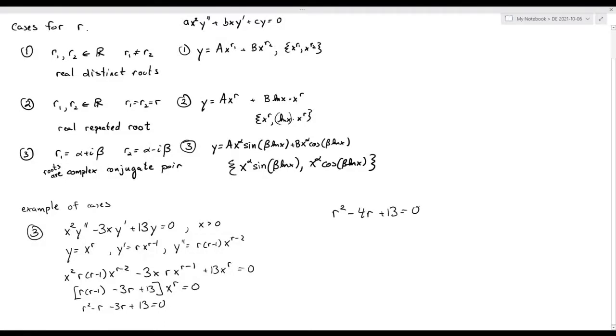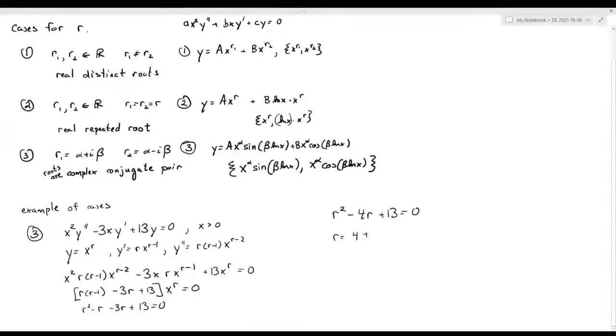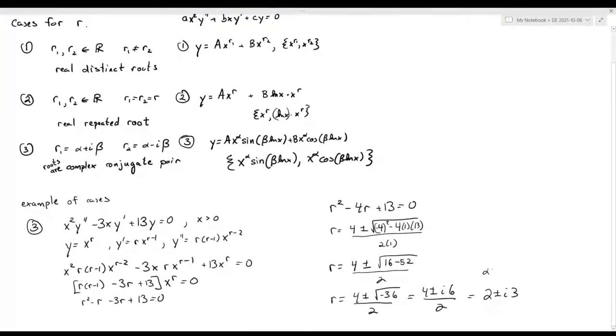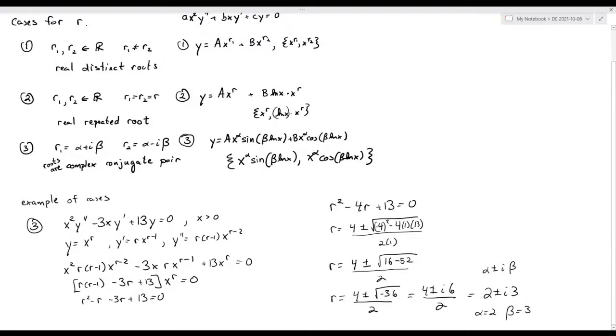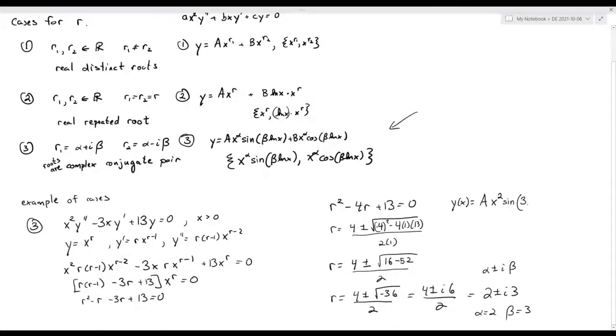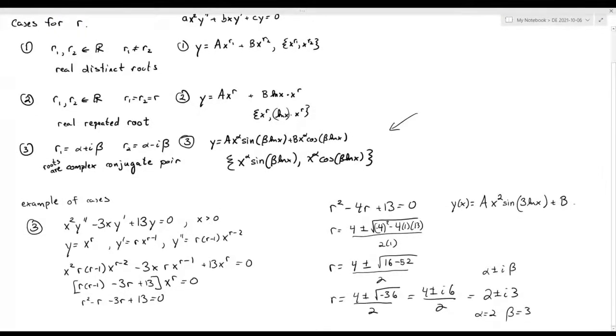We solve for r in our characteristic polynomial for the Euler equation. I'll use the quadratic formula. So we see that our roots are a conjugate pair. The real part is 2, the imaginary part is 3 or minus 3. So according to the formula for the third case, your solution is a combination of x to the real part, so that's x squared sine of 3 log x, and x squared cosine of 3 log x.